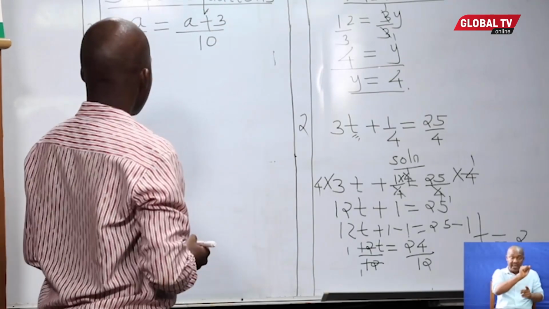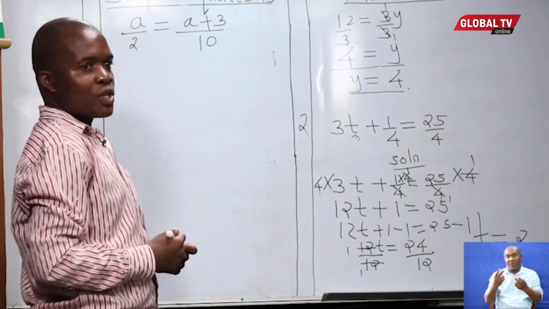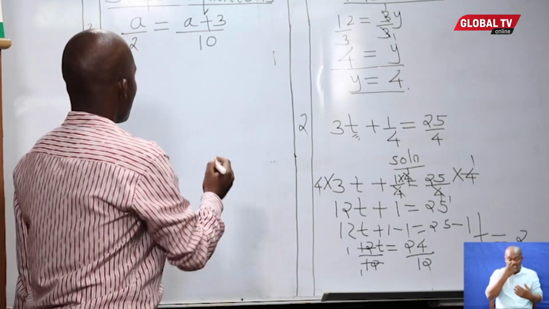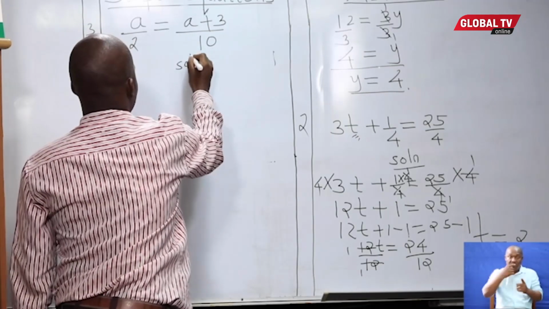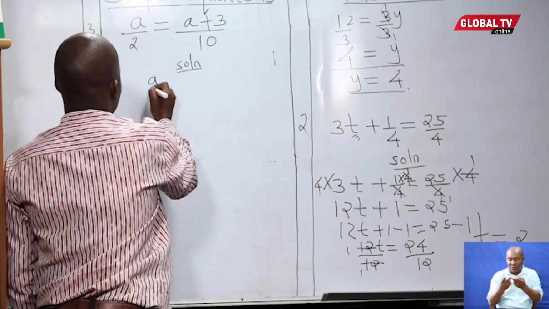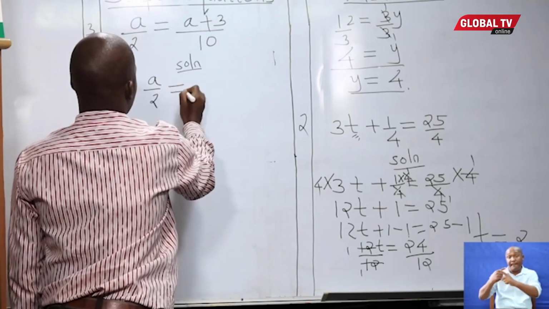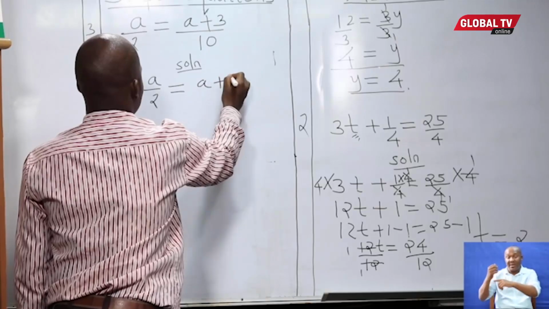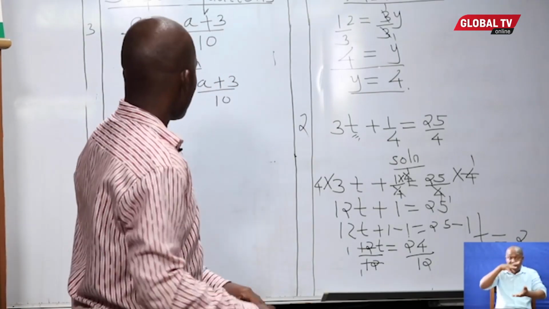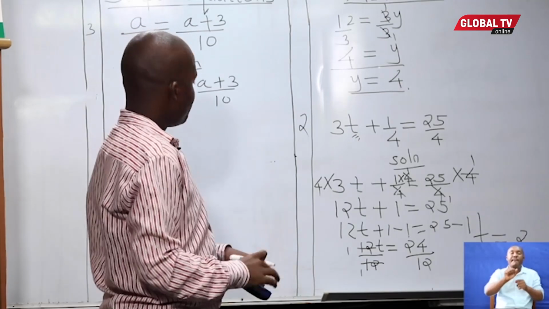Find the value of letter A. A over 2 is equal to A plus 3, all over 10. We are finding the value of letter A.